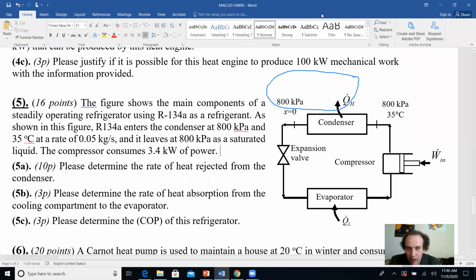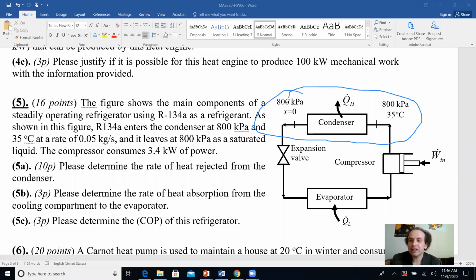This is your condenser. Where is your state 1 here? Forget about everything else. So here is your problem. Here is your state 1, the inlet.